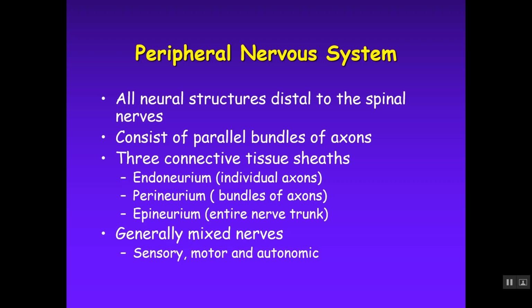So for the most part, your peripheral nerves are mixed nerves. They are in these parallel bundles, okay, and they're in 3 connective tissue sheaths. So you have an endoneurium, which actually wraps around individual axons and myelin, okay? A perineurium, which then groups a bundle of axons. And then you have an epineurium, which goes around the entire nerve trunk, okay? So you have 3 different connective tissue layers or sheaths.